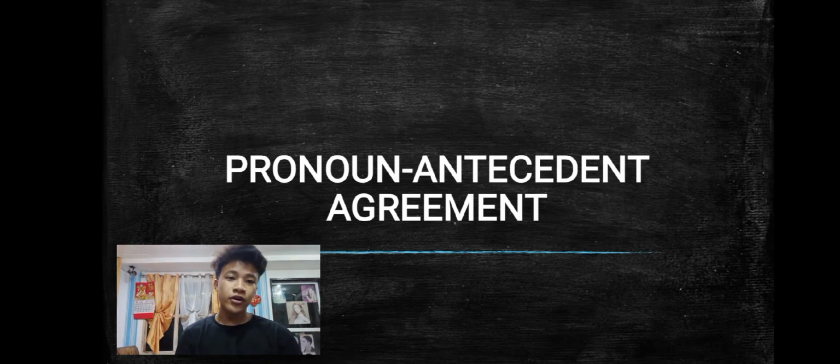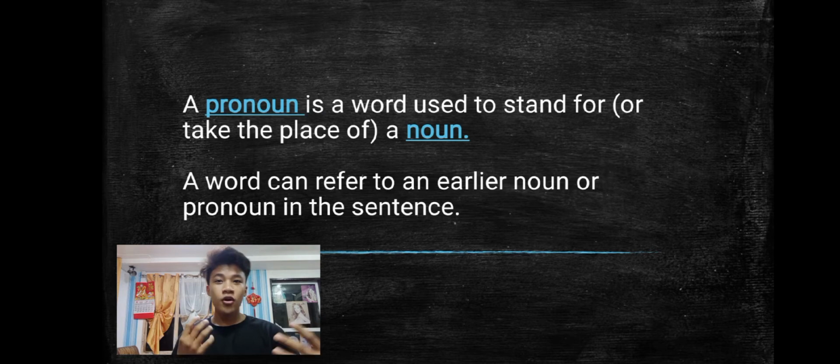So, what is pronoun antecedent agreement? A pronoun is a word that is used for, stands for, or takes the place of a noun. It is a word that refers to an earlier noun or pronoun in the sentence.